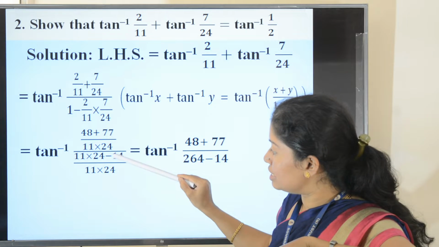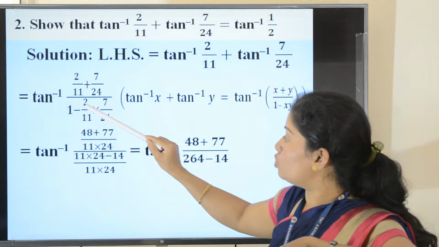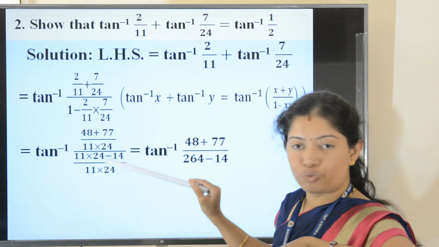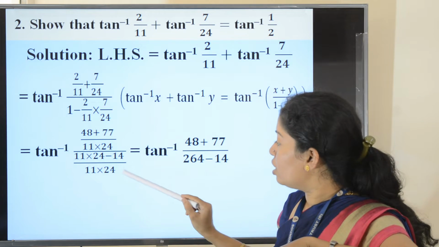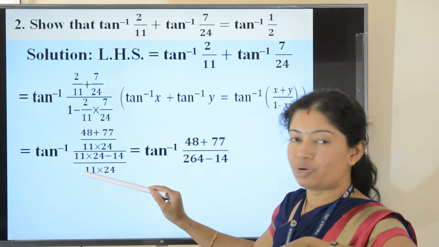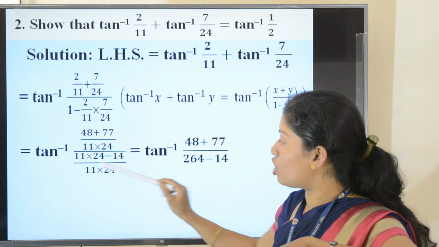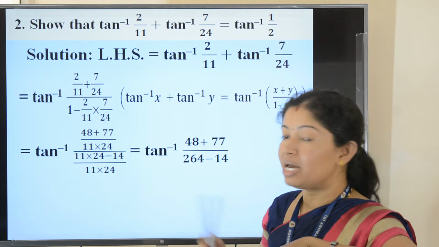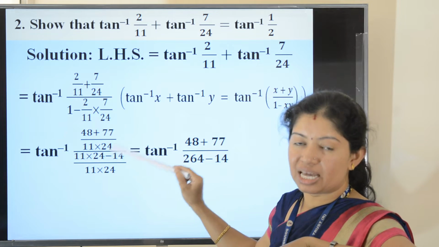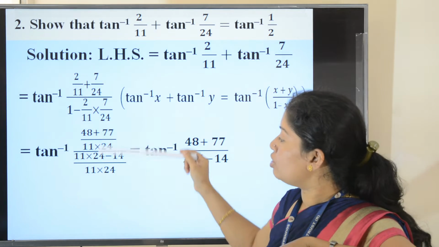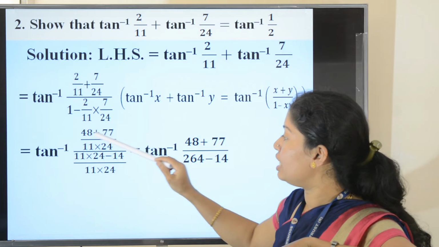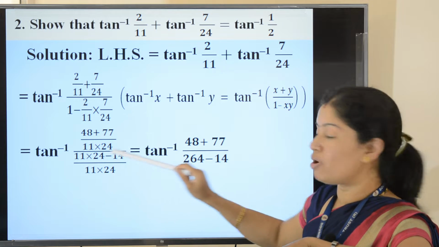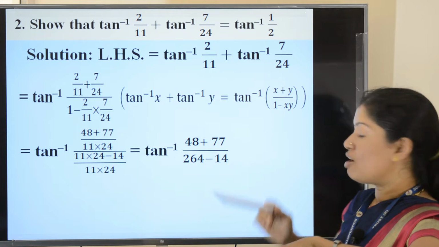Next minus, this minus is here. Next 2 into 7, 14. So again entire thing divided by 11 into 24. Students, here no need to simplify this 11 into 24, because in numerator as well as denominator we have the same number which you can cancel. So don't waste your time in multiplying these two numbers. Simply you can cancel them. Then you simplify the other things, that is 48 plus 77 you write as it is, divided by 11 into 24 is 264 minus 14.